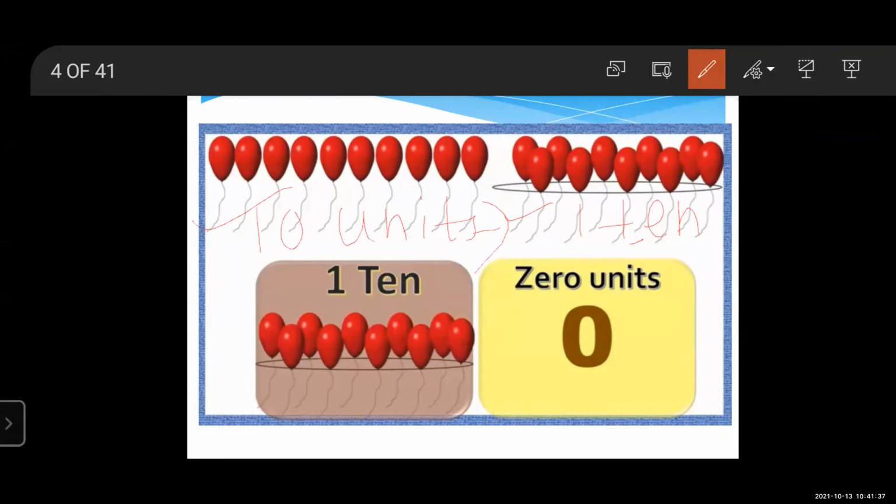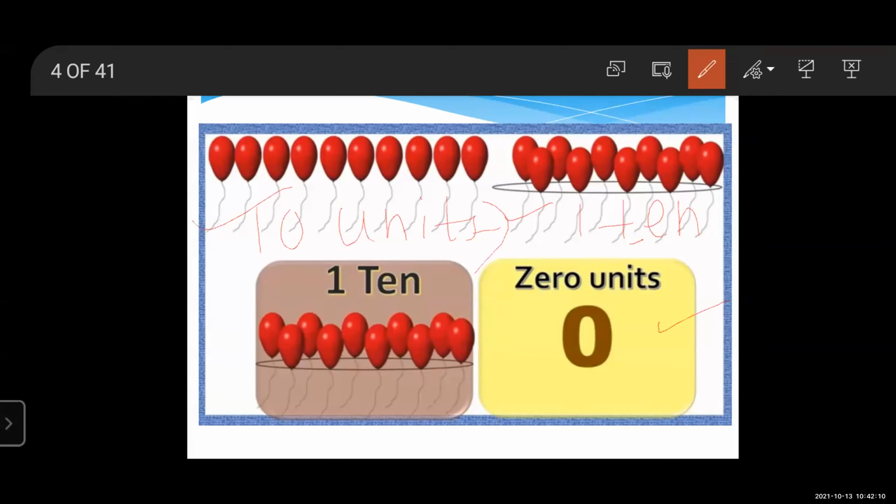See, a ten means we have to tie all the balloons in a thread. Okay. And there is no remaining balloon. Means there is no 11, 12, no remaining balloons. So we can write 0 units. 0 means, last time I told you, 0 means nothing. So there is one ten and 0 units. In this way, we can write in number form.